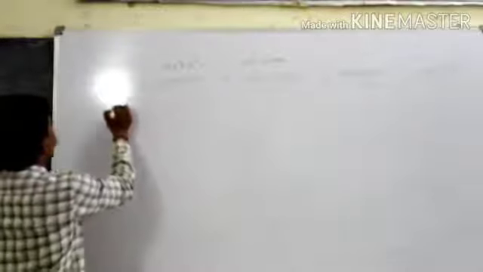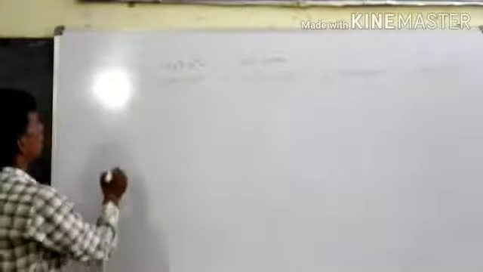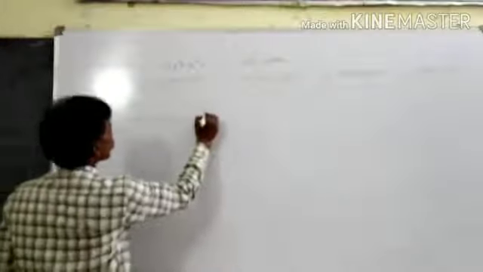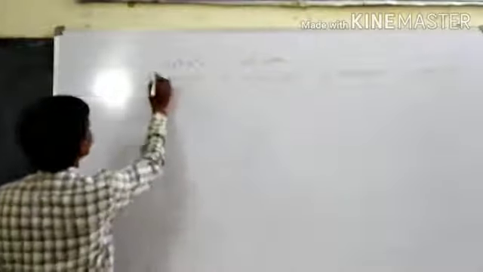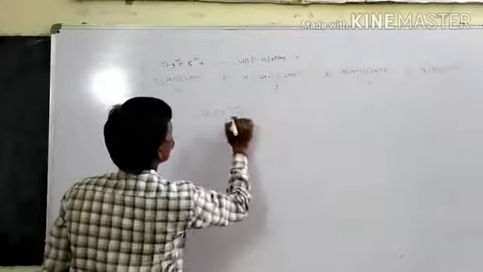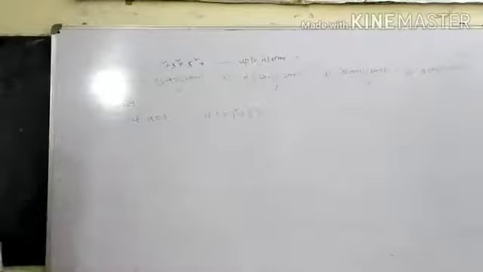So perfect. Put n equal to 2. What is the value? LHS value, n equal to 2: 1 square plus 3 square, that equals 1 plus 9, that equals 10. So now we verify the options.